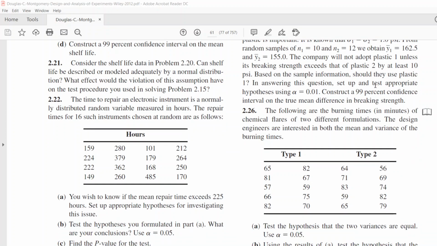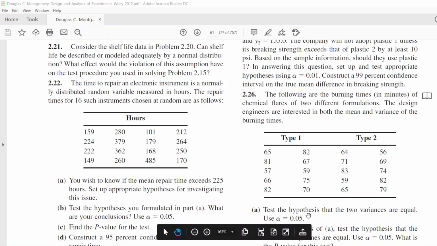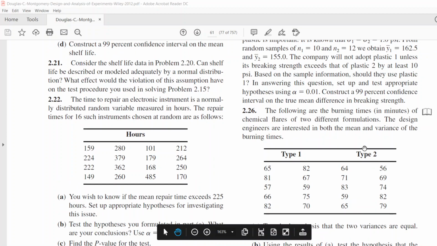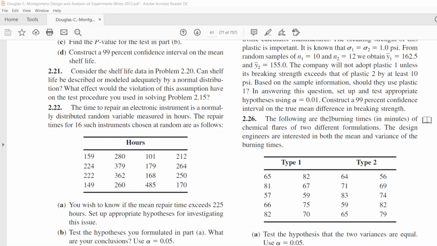Now for 2.26, conveniently, as they're next to each other, this example here from part A, it's saying test the hypothesis that the 2 variances are equal using alpha 0.05, familiar significance level, right? So the 2 variances are equal. That's the equivalent of reading sigma 1 equals sigma 2. So reading is important. You have to know what these two can be back and forth, with the interchange between the two, right? Now, looking at exercise 2.26, the following are the burning times of the chemical flares of 2 different formulations. The design engineers are interested in both the mean and variance of the burning times.